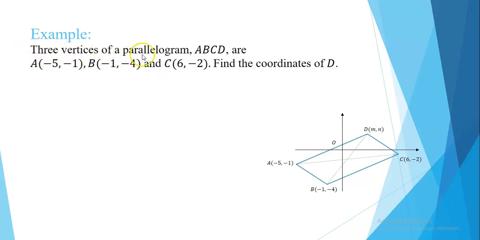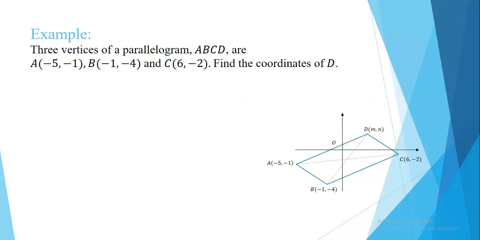Three vertices of a parallelogram ABCD are A (-5, -1), B (-1, -4), and C (6, -2). We're asked to find the coordinates of D. So here's a visual diagram of what we have: A, B, C, and D. Because D is unknown, we're just going to let D be the point (m, n).